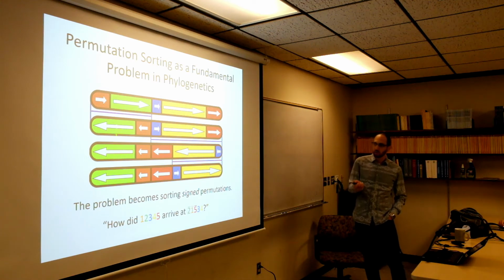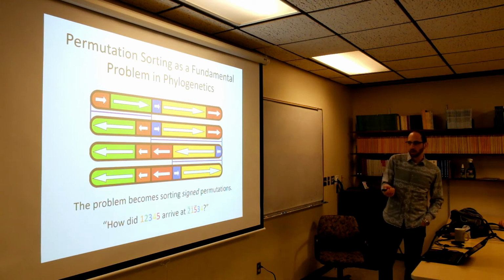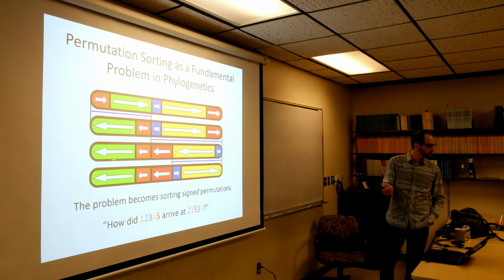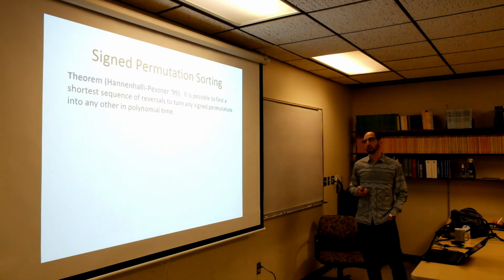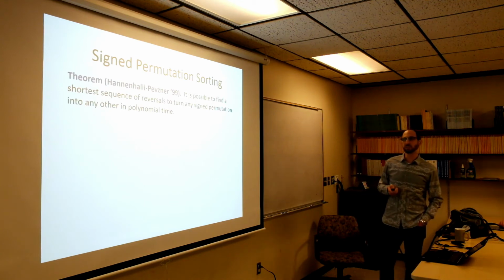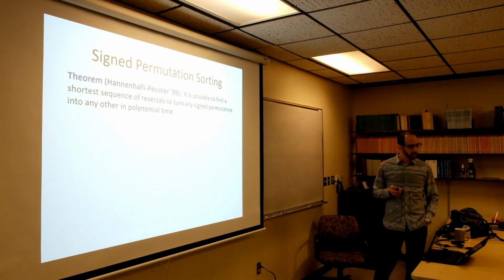Right? So the question is, how did 1, 2, 3, 4, 5 change into -2, -1, -5, 3, 4, which is this bottom permutation, because those are pointing backwards. And a really striking theorem of Hannenhalli and Pevzner from the late 90s, although they more or less anticipated it in the mid-90s, it turns out this makes it polynomial time.